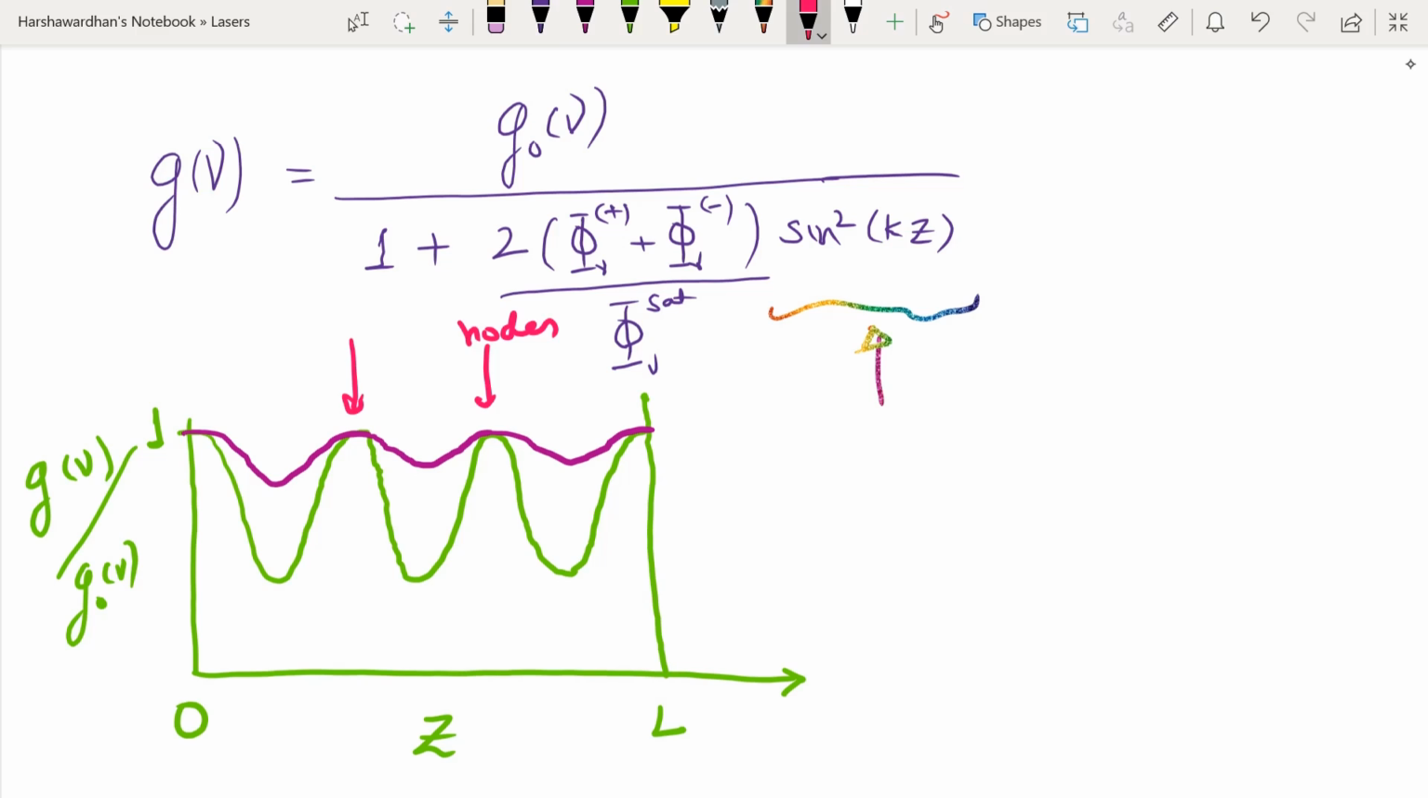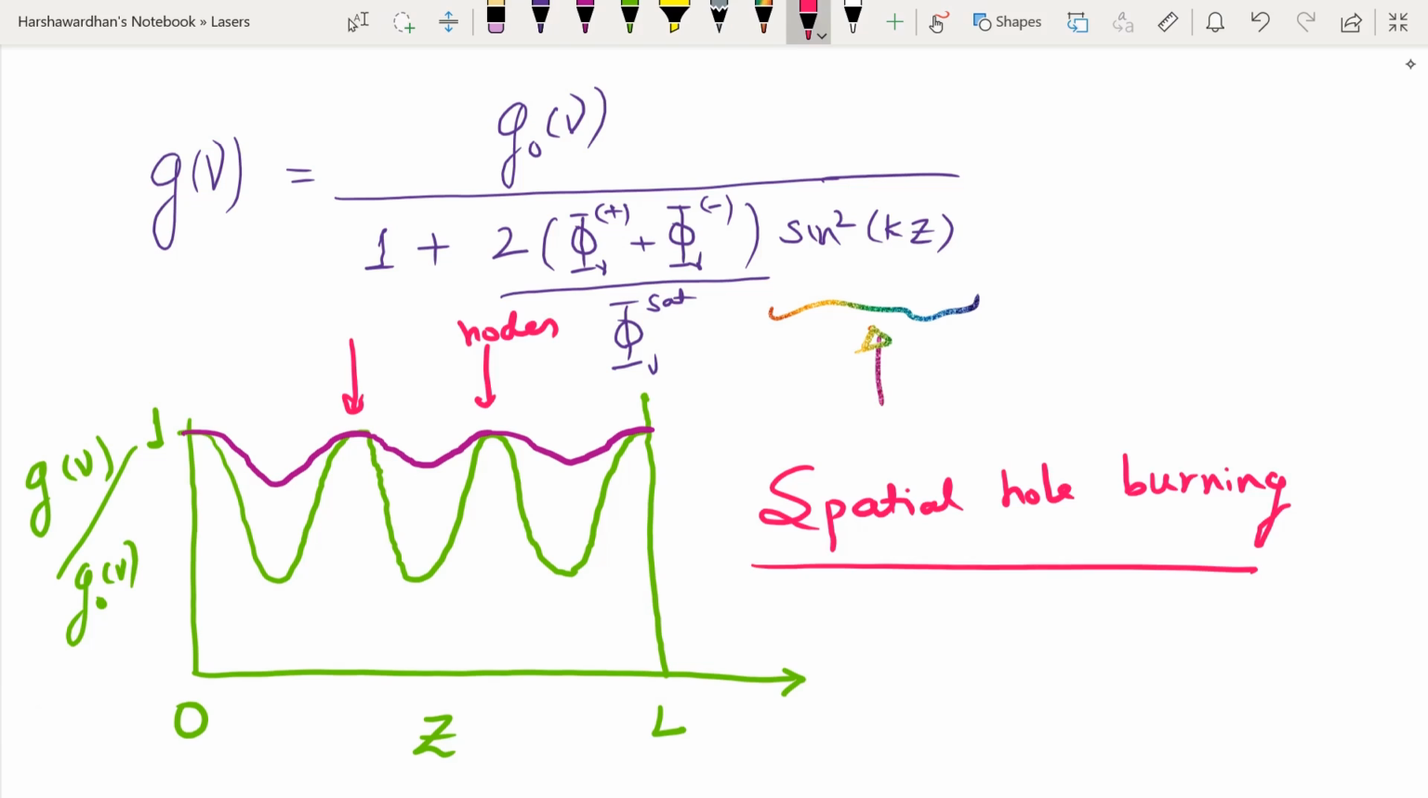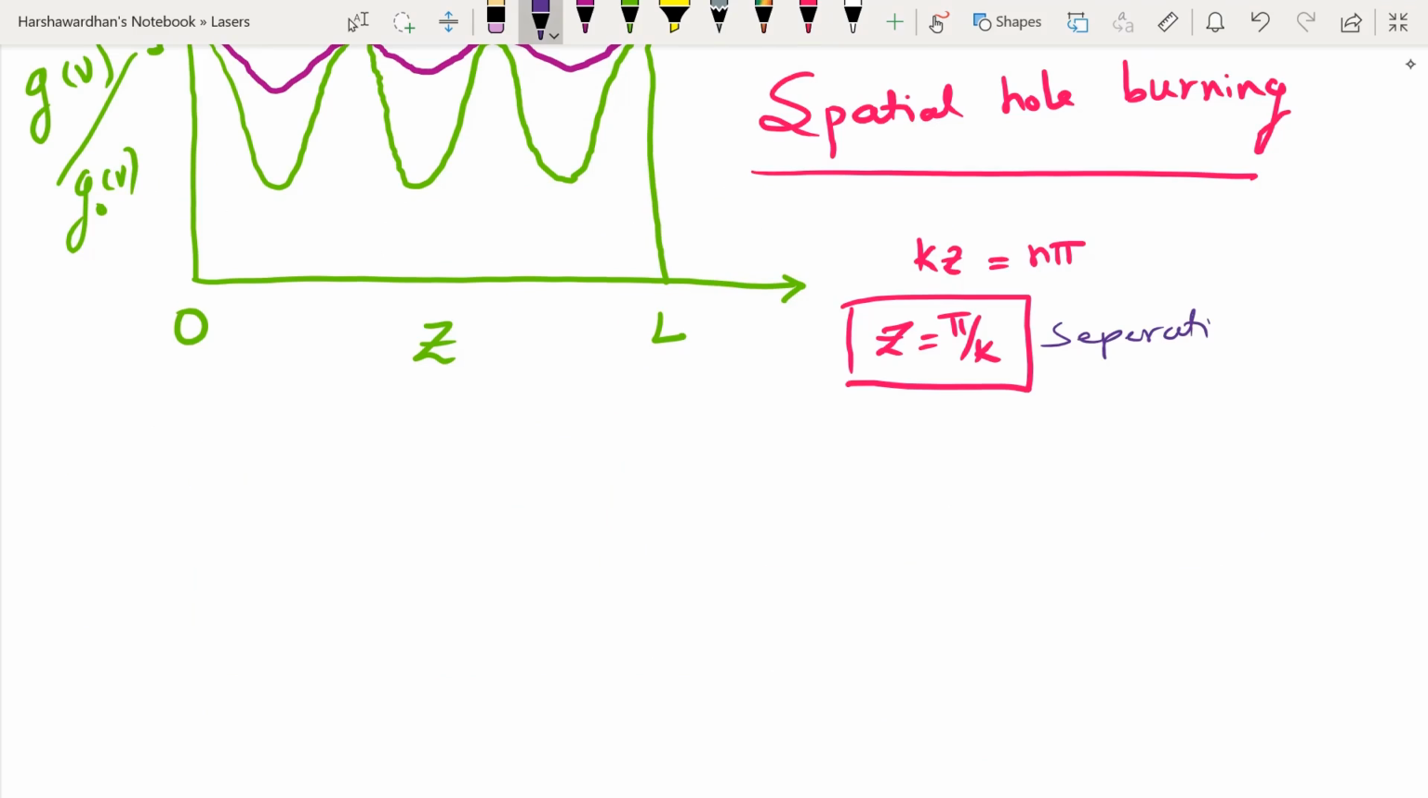What we obtain is what is known as spatial hole burning. That is, in the spatial profile of the gain, one has burnt holes in the gain profile. The gain has decreased at these locations of the antinodes of the standing wave pattern, right? Remember that this gain variation is happening at the scale of lambda. These holes occur whenever kz is n times pi, so they are separated by a distance of pi by k, which is simply lambda by 2.